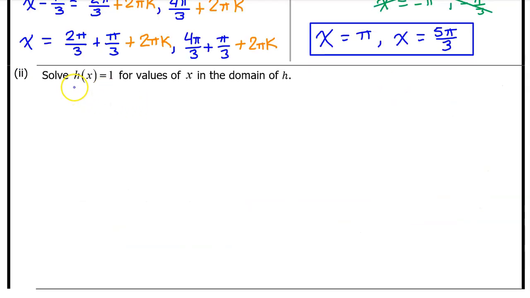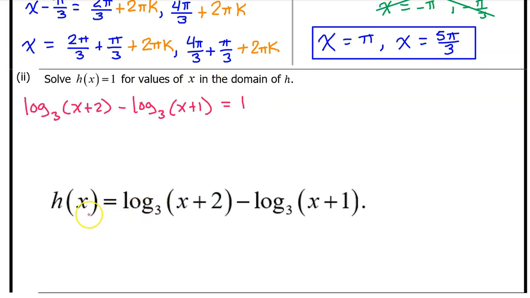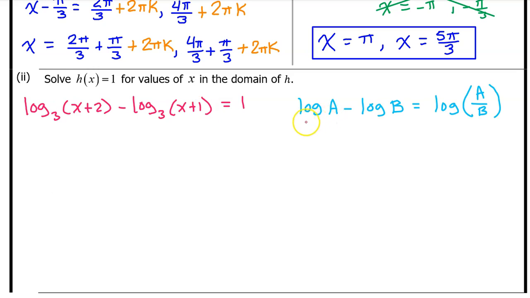A, Part 2. Solve h of x equals 1 for values of x in the domain of h. This is the expression we were given for h of x. So, setting h of x equal to 1 gives us this. We need to solve this equation for x. The subtraction property of logarithms tells us that log a minus log b is equal to the single log of a divided by b. Similarly, the log of x plus 2 minus the log of x plus 1 can be written as the single log of x plus 2 divided by x plus 1. So now we have this equation.